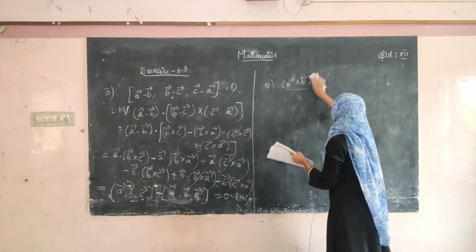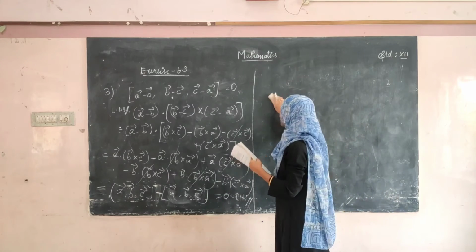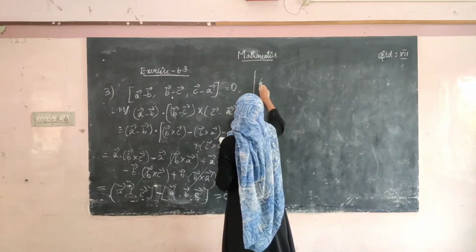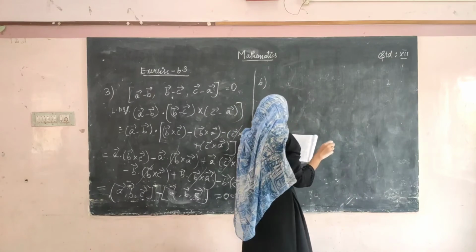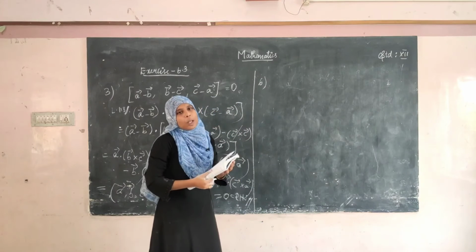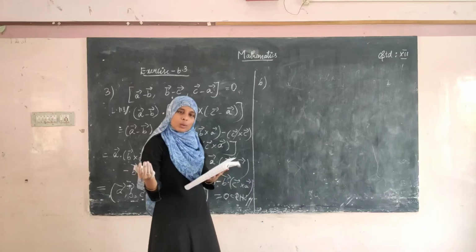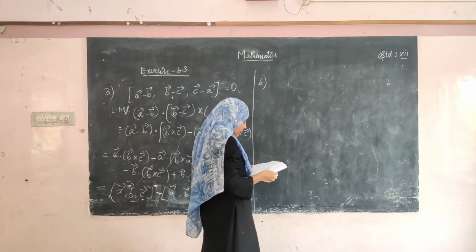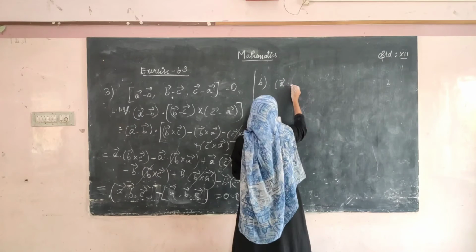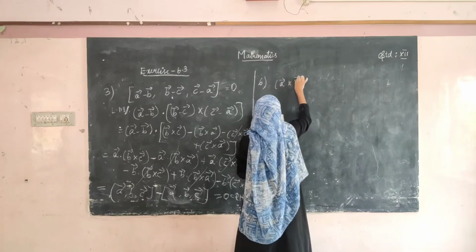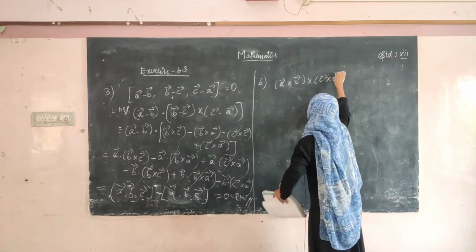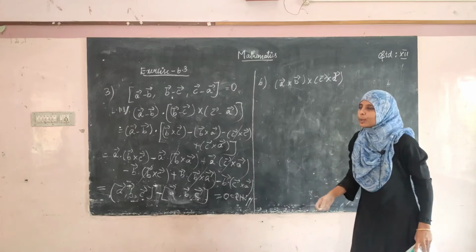So the fourth sum and fifth sum are going to be the assignment for you. See the sixth sum. They have given 4 vectors that are coplanar. Coplanar vectors means the box product of any 3 vectors will be equal to 0. They have asked us to show that A vector cross B vector cross C vector cross D vector equals 0 vector. So we have to prove that.